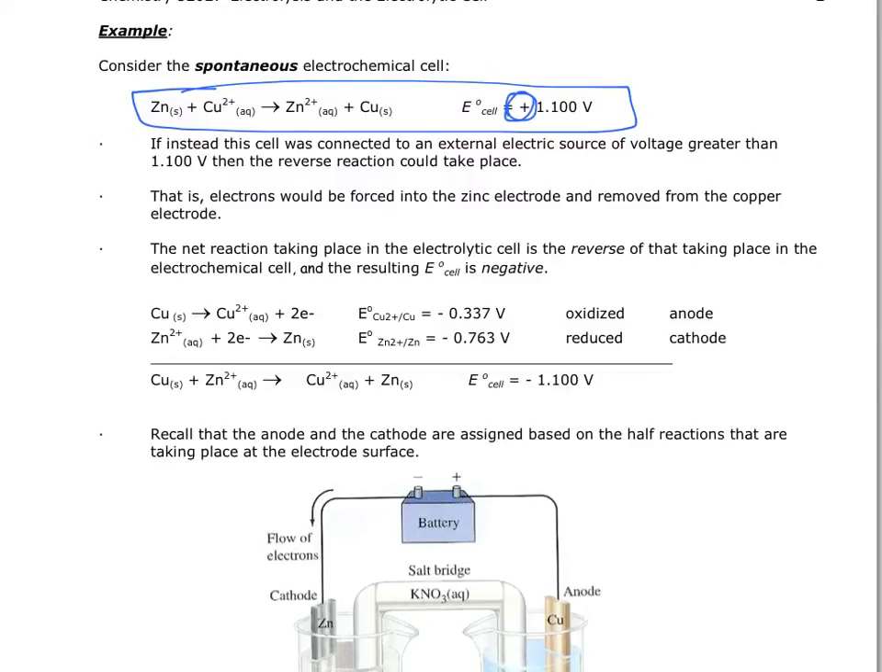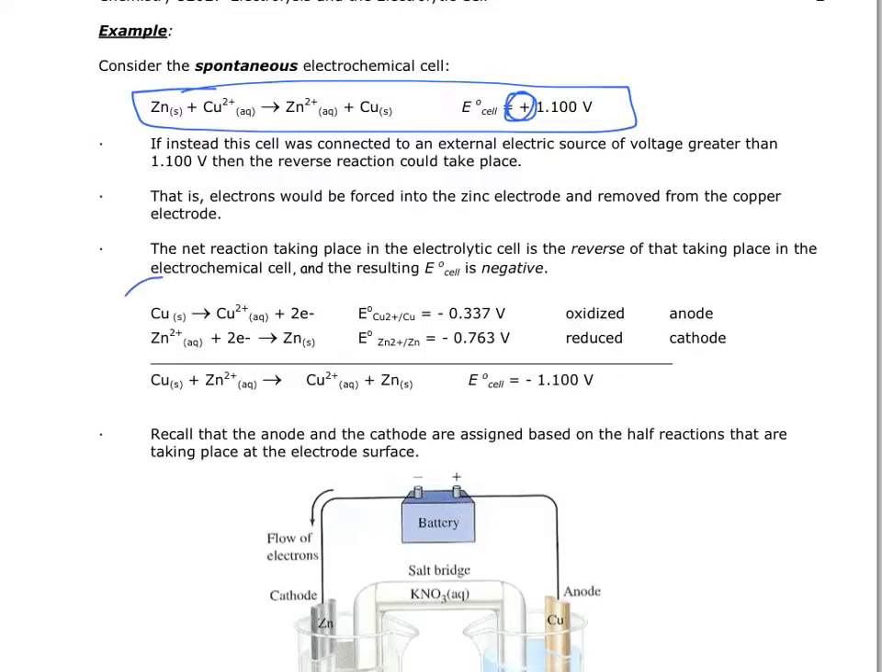If we had to take this cell and connect it to an external electric source of voltage, it would have to be greater than 1.100 volts for the reverse reaction to take place. That is, electrons would be forced into the zinc electrode and removed from the copper electrode only when the cell potential is greater than 1.100 volts.